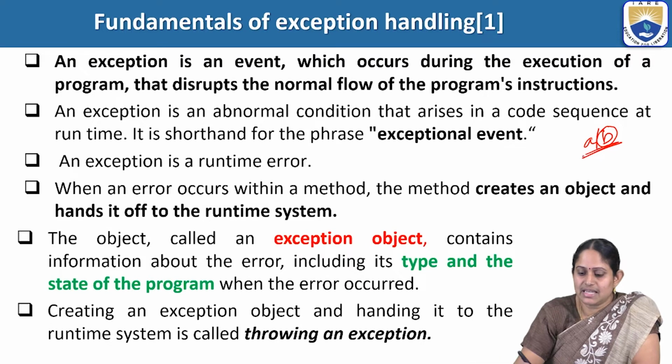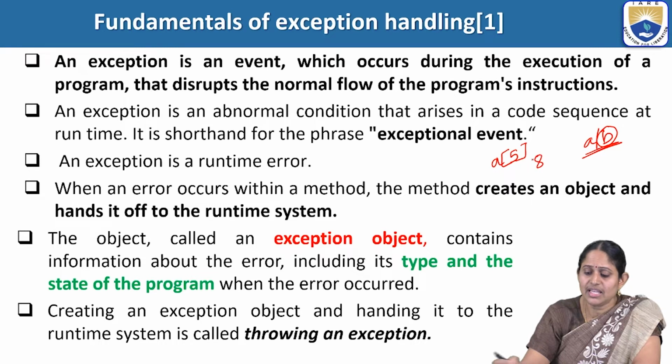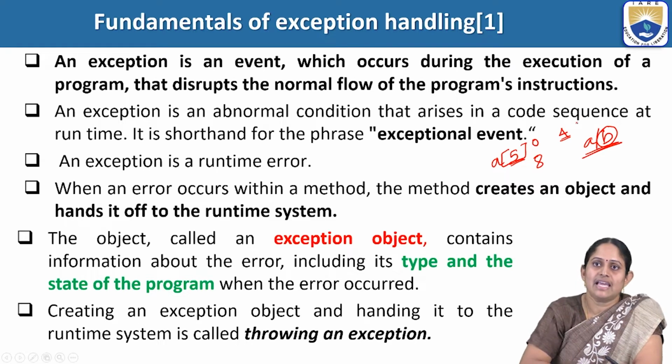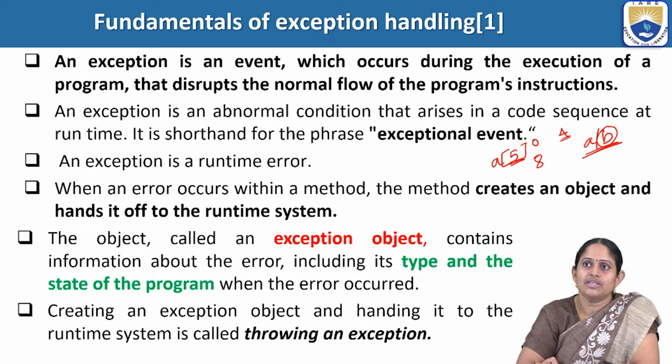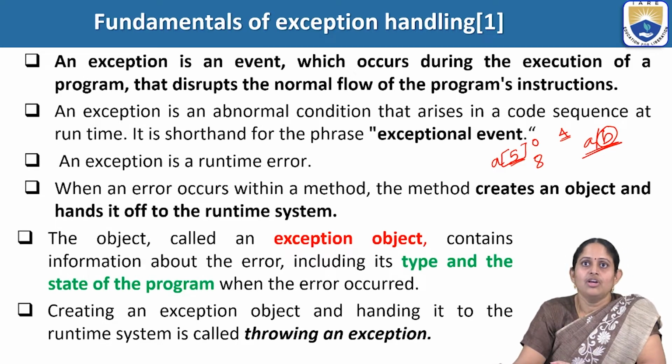Another example is that we have an array of size 5 and we are trying to access the 6th or 7th element, or let's say the 8th element. An array of size 5 will be from 0 to 4. When we try to access any element after the 4th element, it again leads to an error. That is also an example of a runtime error. So exceptions are those events which will interrupt the normal flow of the program.